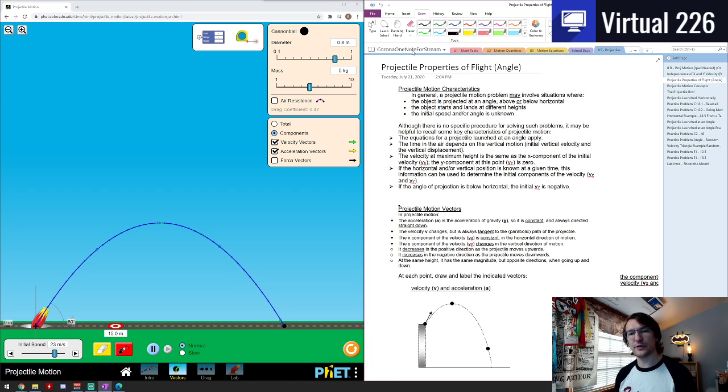And in a few more videos, we'll get to something that I call the box, or the projectile box, which will really help you identify what you have and what you can do to solve things out. But for right now, let's just talk about some interesting things that we'll see whenever we have projectile motion.